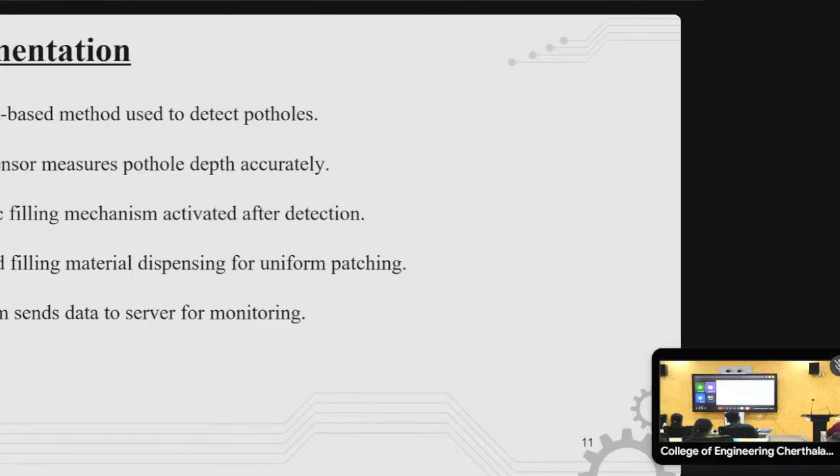Here we are using a threshold-based method for pothole detection. When the detected depth exceeds a predefined limit that we have set, it is identified as a pothole. The LiDAR sensor ensures the depth measurement, and the filling mechanism dispenses the material in a controlled manner. All operational data is transmitted to the monitoring interfaces through IoT. Now we are going to the results.